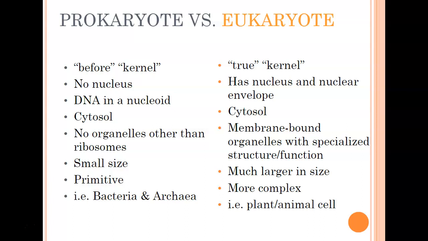Whereas eukaryotes, they do have a nucleus. They have a nuclear envelope, which provides an extra level of protection and transport. They have a cytosol, just like prokaryotes. They have other membrane-bound organelles. So ribosomes are not membrane-bound organelles, but eukaryotes have other things that we'll end up talking about. Eukaryotes can be much larger in size and much more complex, like a plant and an animal cell.